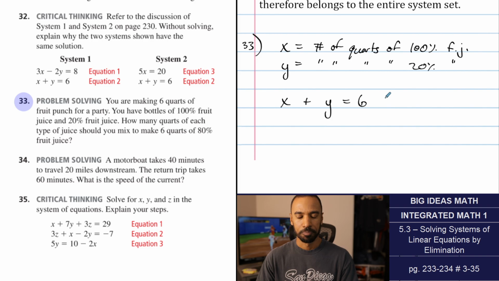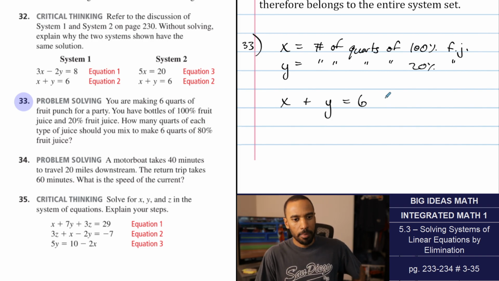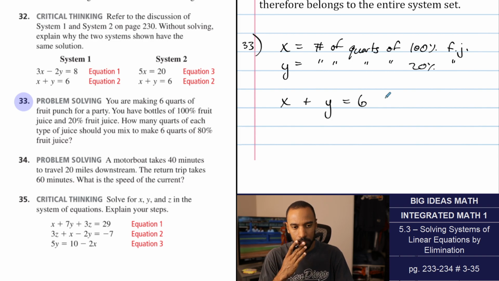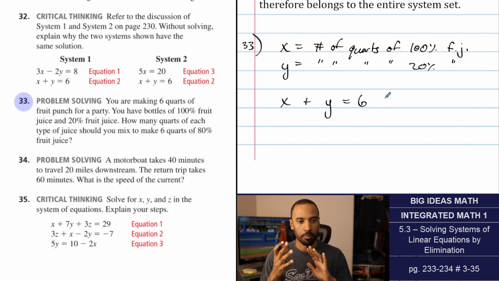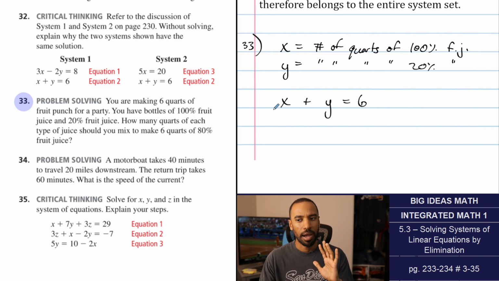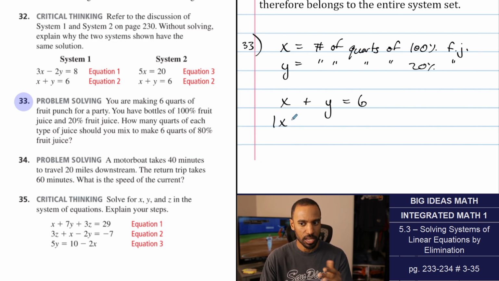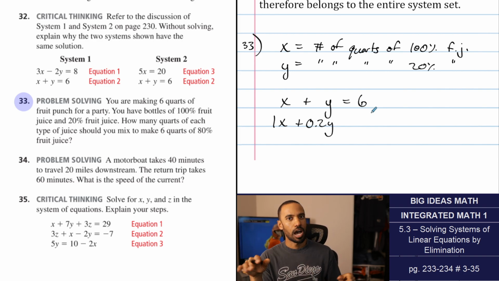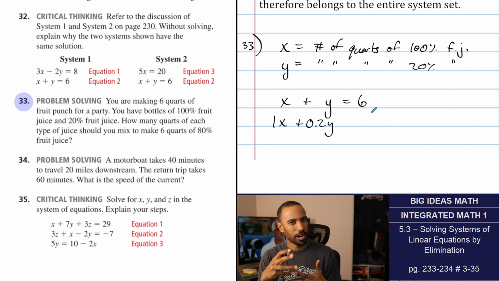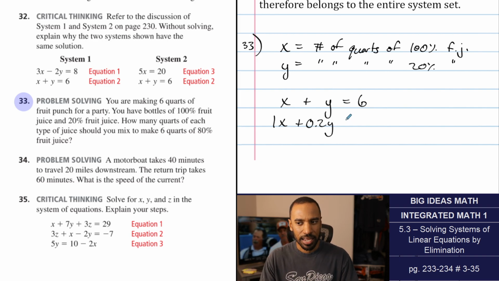The next equation gets a little weird here. You're going to make 80% fruit juice total. So here you need to mix in however much of the fruit juice of 100% with the fruit juice of the 20%, and in total you get 80% out of that. My thought is 100% of x, 100% is also 1 as the decimal equivalent, so that would be 1 times x. I mean, that's the same thing as x. But the 20% of y is 0.2 times y, as far as how much fruit juice is contained in there. And that equals 80% of fruit juice.